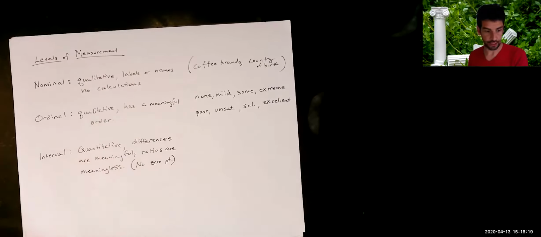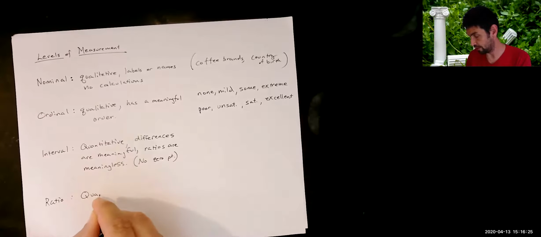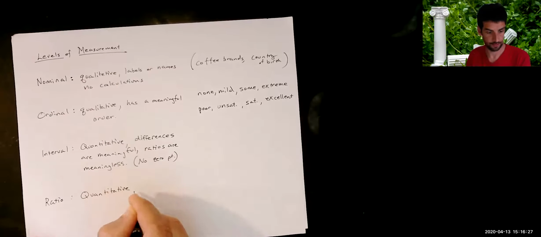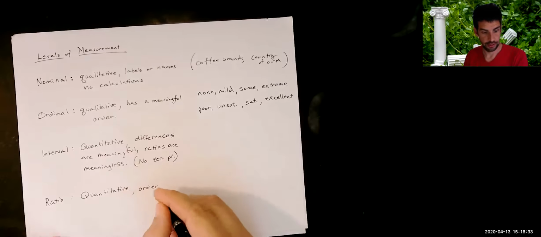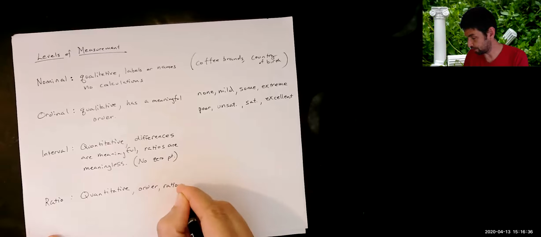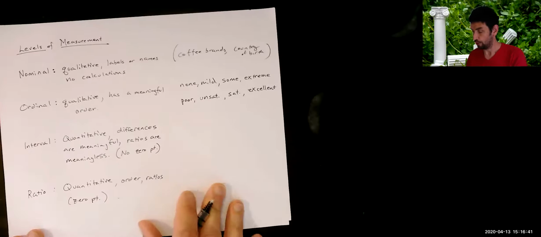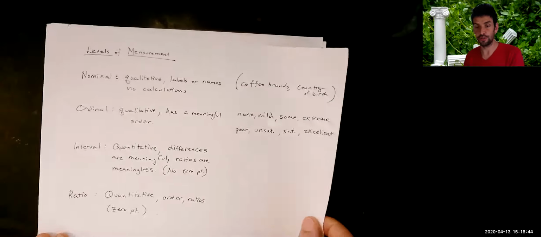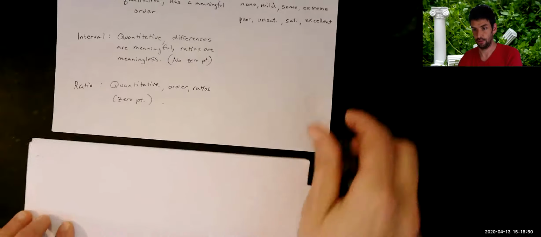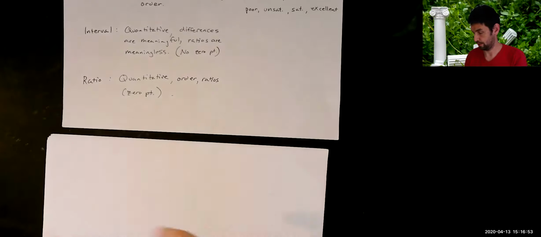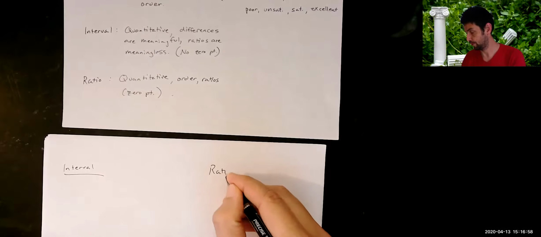So let's hold off on interval and let's go to our highest level, which we call ratio. And this is also quantitative. It has order, it has ratios, it has a 0 point. Okay. So let's do some examples of interval versus ratio. Okay. So a good example. Do interval over here and ratio over here.